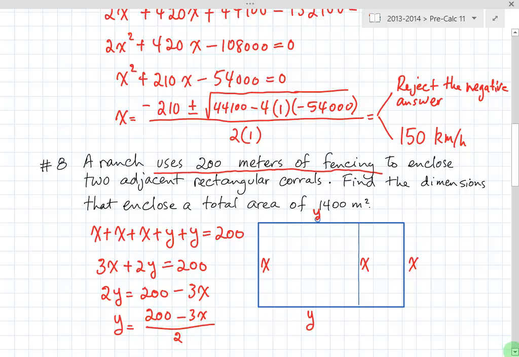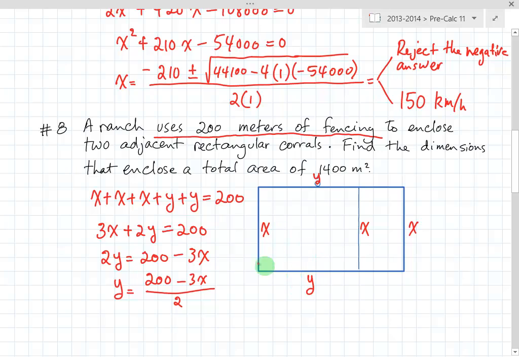So now I have the length and I have the width of this thing, right? The total area is supposed to be 1400. Area is equal to x times y. That's the mathematical modeling of it. Can you use that mathematical modeling to solve this problem and find out what x is? Go for it. I'm going to give you guys a few minutes to try that. I'm going to pause this and we come back to it.